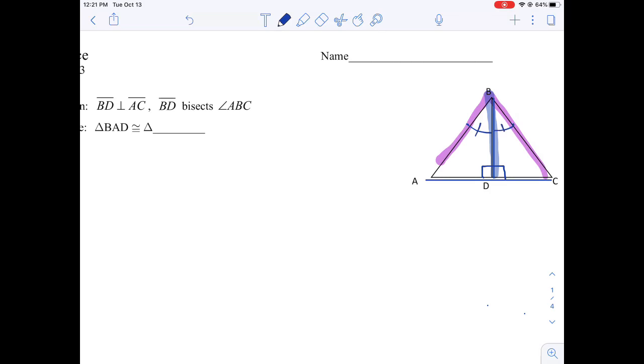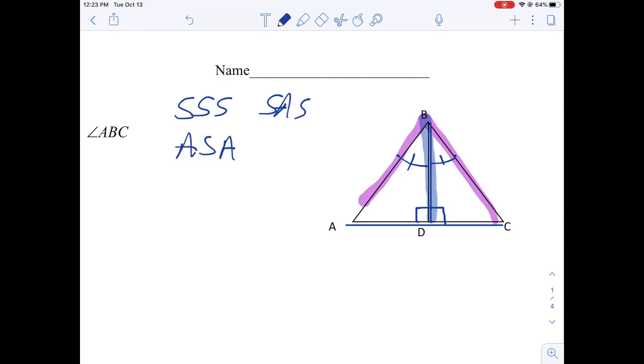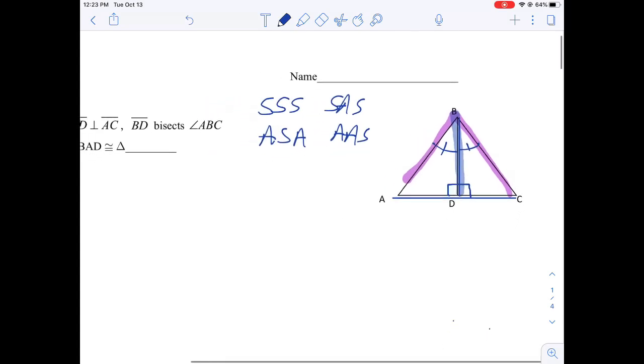Okay, so start thinking about which of the congruence theorems. Remember, the congruence theorems we have are side, side, side; side, angle, side; angle, side, angle; and angle, angle, side you can use as well. There are 4 of them. So what I'm seeing in this picture are 2 angles that we can get congruent. Your job would be to think about where could we get a side from.